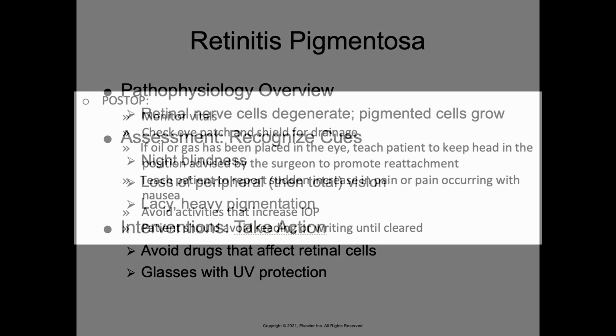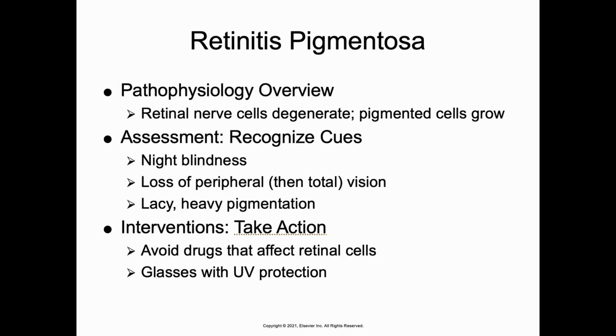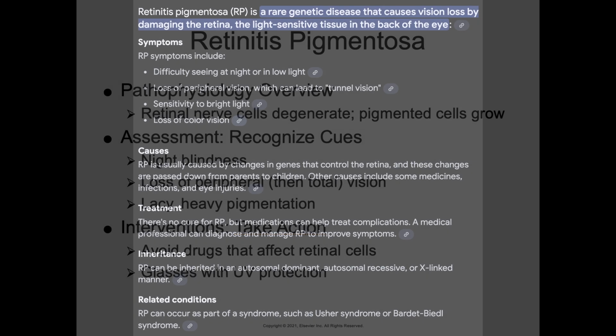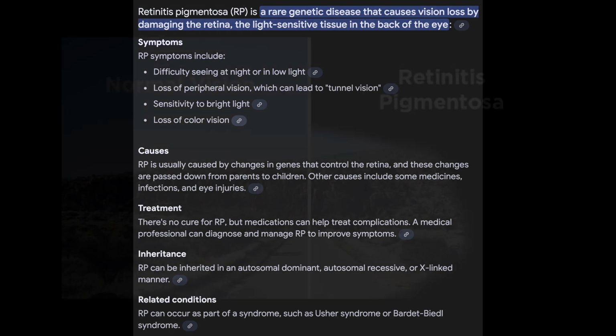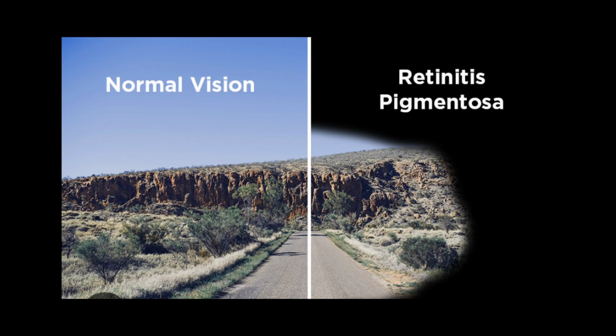Retinitis pigmentosa. This is where the retinal nerve cells degenerate and pigmented cells will grow. These people have night blindness. Maybe that's what I have. Loss of peripheral, then total vision, and then they have a lacy, heavy pigmentation. I don't know if you would see them in the hospital, but in a nursing home, I feel like you can see them. When you look at their eyes, it looks like a piece of lace right over their eye, a lacy pigmentation of it.